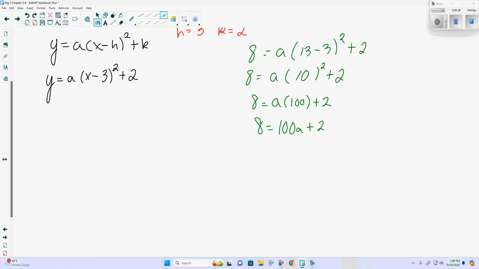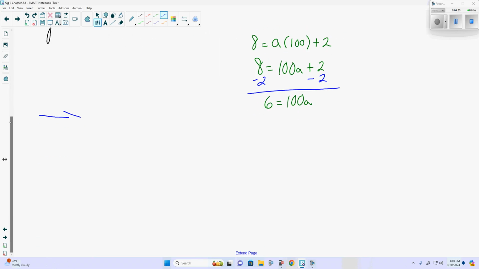What would we do next? We subtract 2 from both sides. So we subtract 2 from 8, which gives us 6 equal to 100a. And last but not least, we divide by 100, because we want to get the variable by itself. So 100a divided by 100 is just a. 6 divided by 100, do you think it would reduce? It'd be like point something.